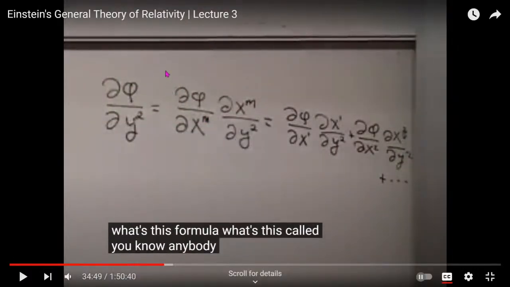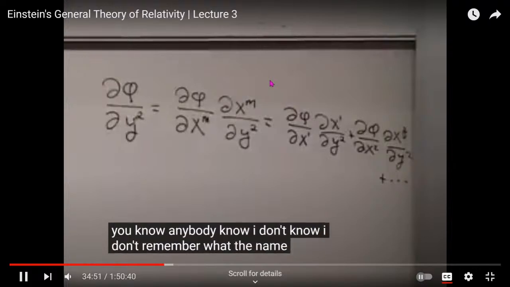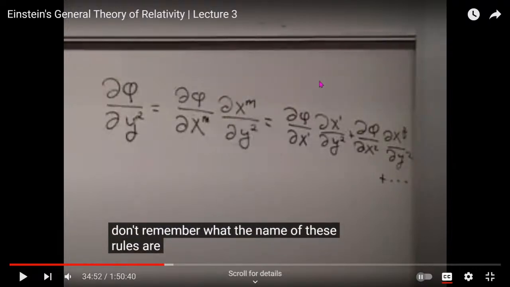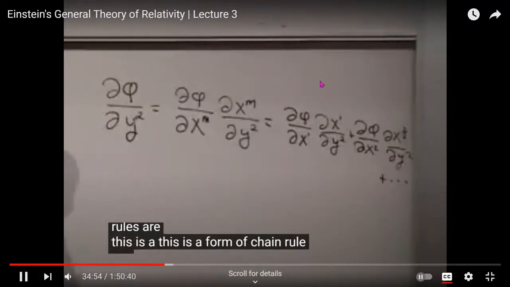Do you know? This is probably maybe the chain rule? Is this the chain rule? Some variation of the chain rule? This is coordinate transformation, but you're treating x as a function of y, so it's a chain rule. Anybody know? I don't remember what the name of these rules are. Is this a total differential? This is not a total differential. This is a form of chain rule, yes.